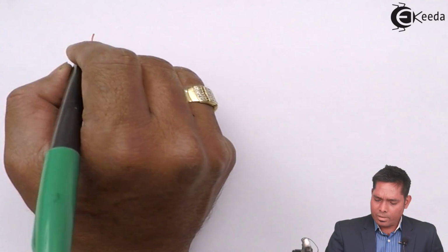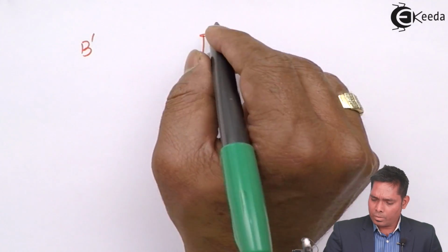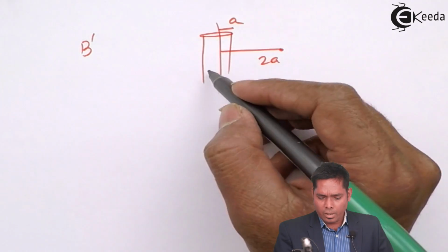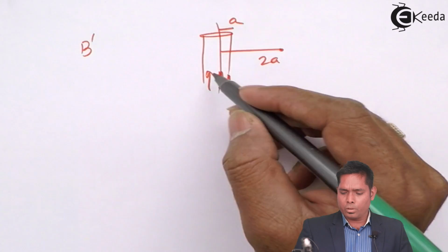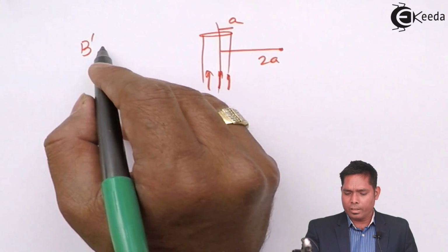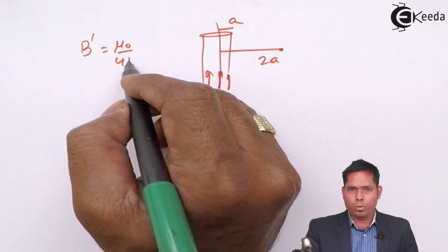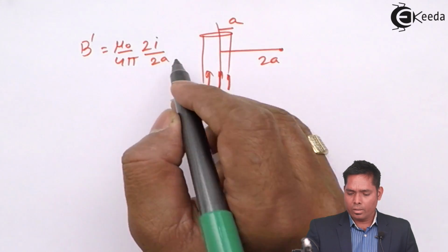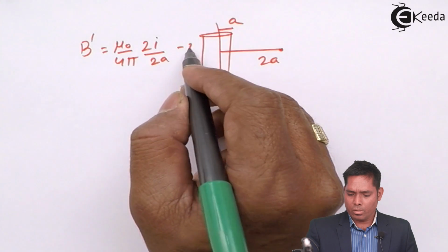Now for the point B dash, lying at a distance 2A, where A is the radius and the current is uniformly distributed over the cross section, the magnetic field is mu naught upon 4 pi, 2I by x, where x is 2A. This is equation number 2.